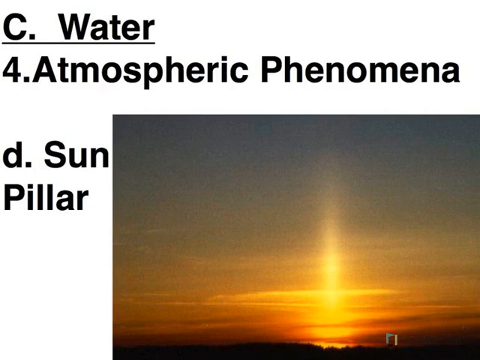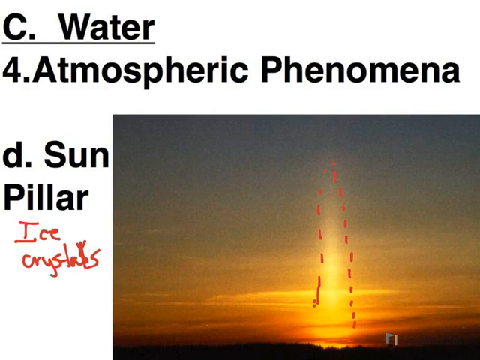A sun pillar. Again, it's ice crystals. Ice crystals do some cool stuff. But now they're reflecting the sunlight in a pillar structure. So this is going to be during sunrise or sunset. And the ice crystals are aligned just right to create this beautiful bright pillar of light as the sun sinks below the horizon.